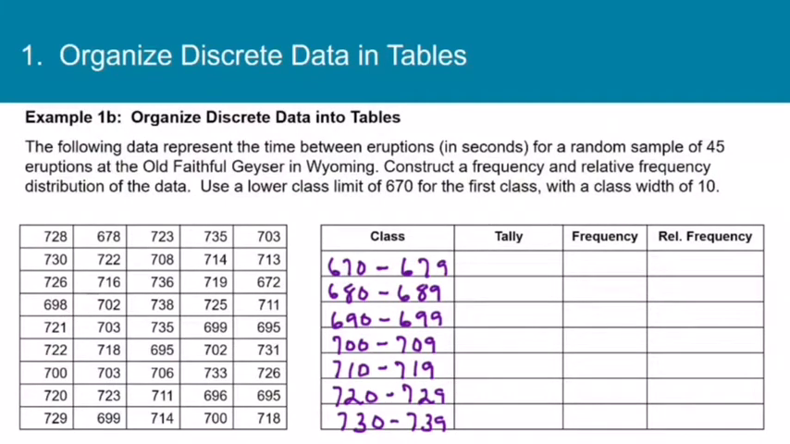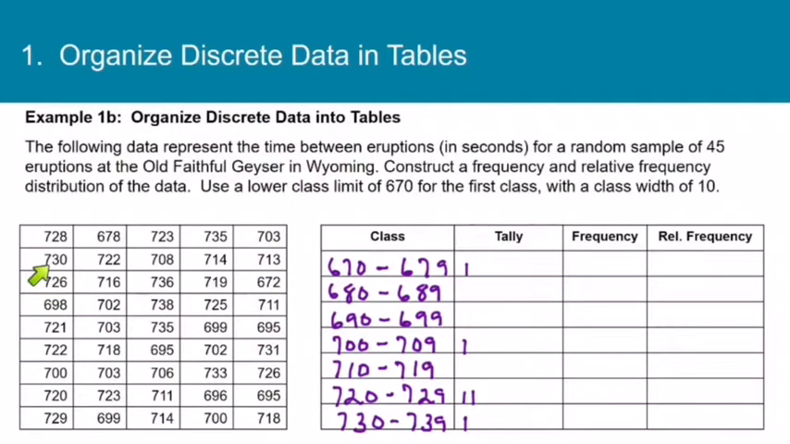Now let's tally the data, and I'll do the first few rows with you and then you can do the rest. So here I have 728. 728 is going to fit into this next to last class. Then I have 678, that's going to fit into this first class. Then 723 fits here. 735 fits here, and 703 fits here.